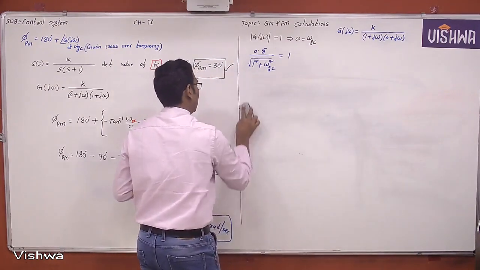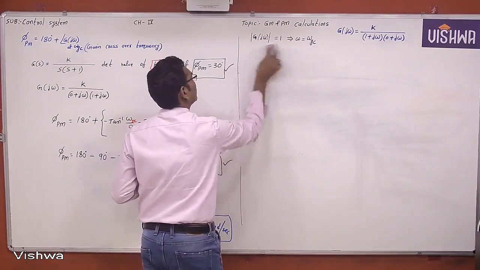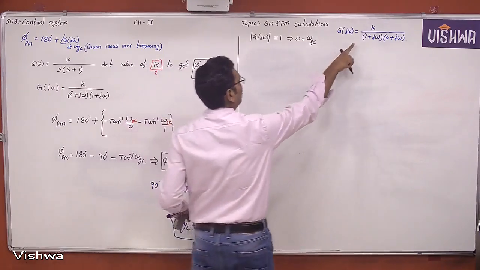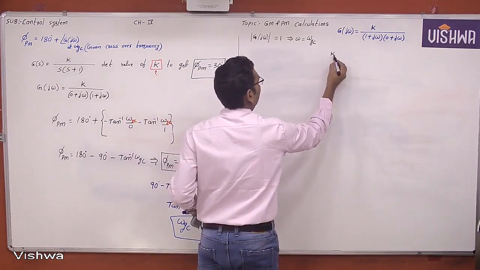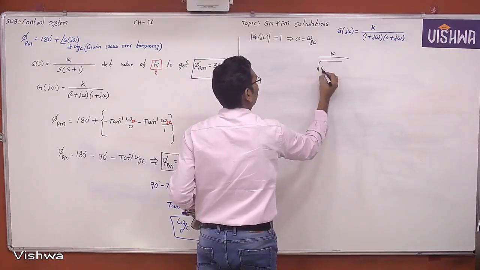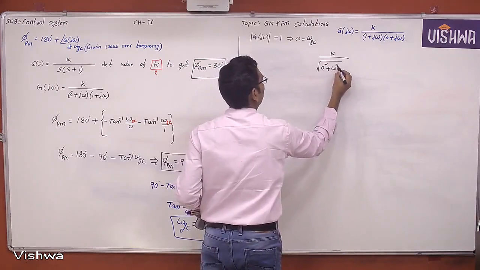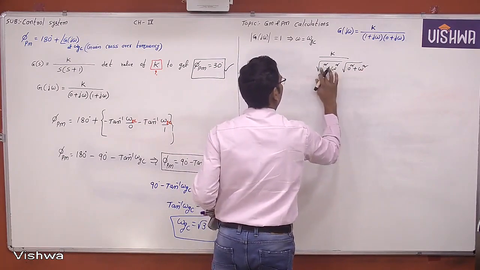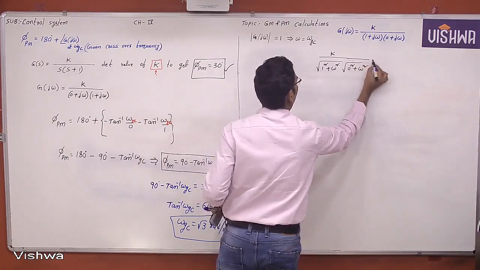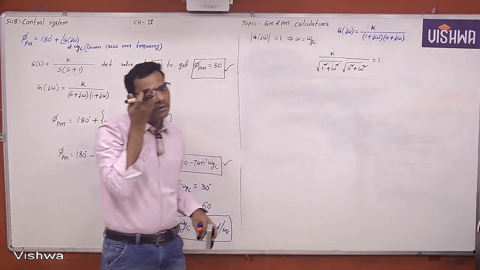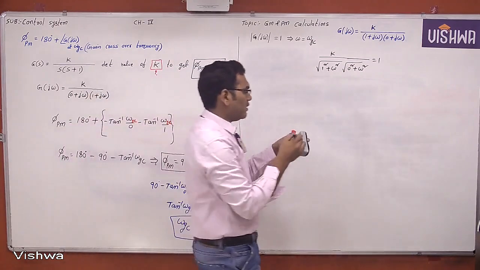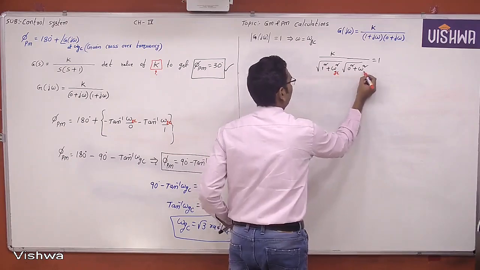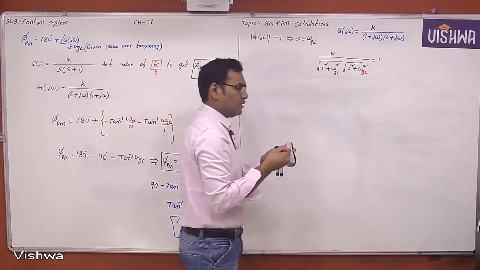Therefore, now you find how to find the gain crossover frequency. Now this is the procedure. Now magnitude, what is the magnitude? K divided by square root of a square plus b square, which is equal to 1. When the magnitude is equal to 1, then this particular frequency is called the gain crossover frequency.